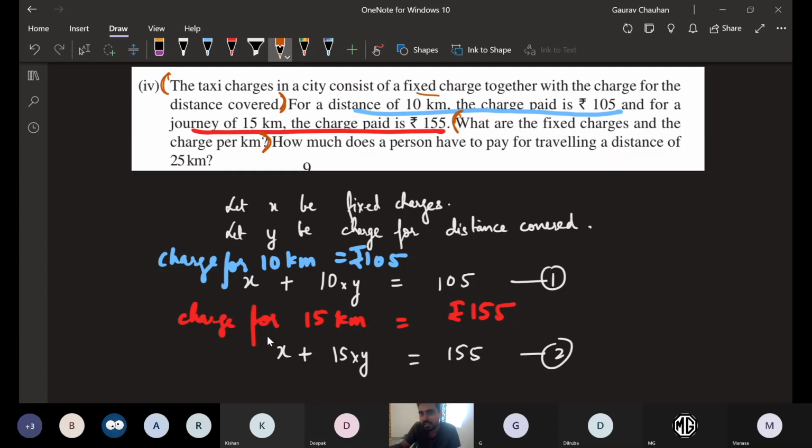Maybe the fixed charge together with the charge of distance covered is not that clear. But what they're asking is, what are the fixed charges and the charge per kilometer? So that's giving you a hint what to take as X and Y, right? Deepak, you're getting me here? Yes, sir. That's why I was hinting on that.